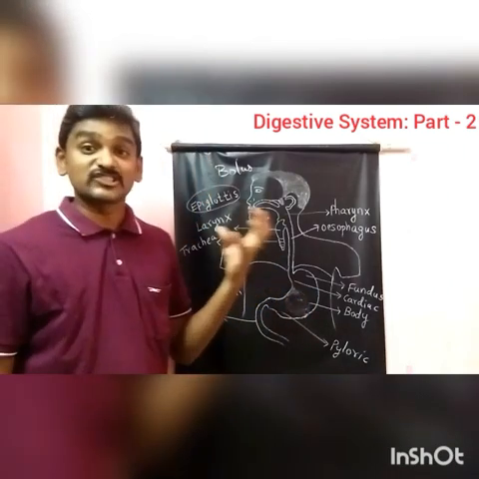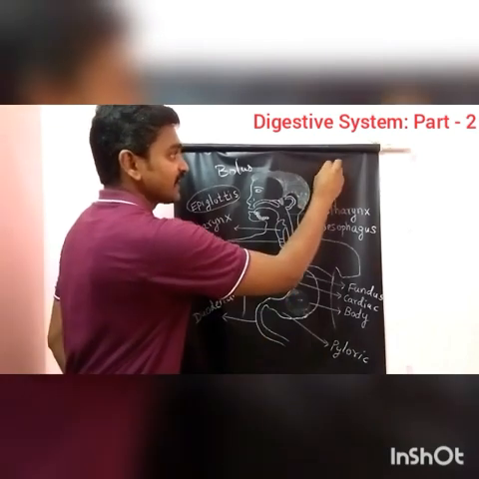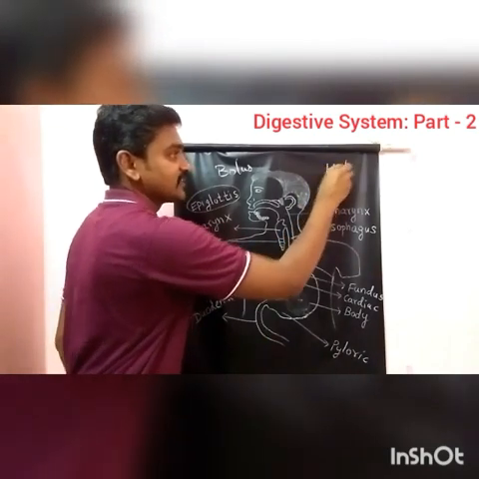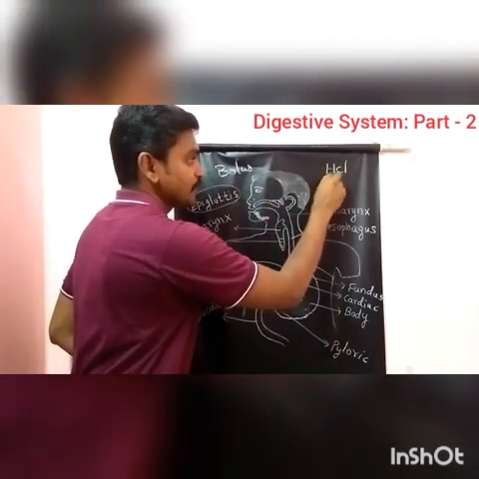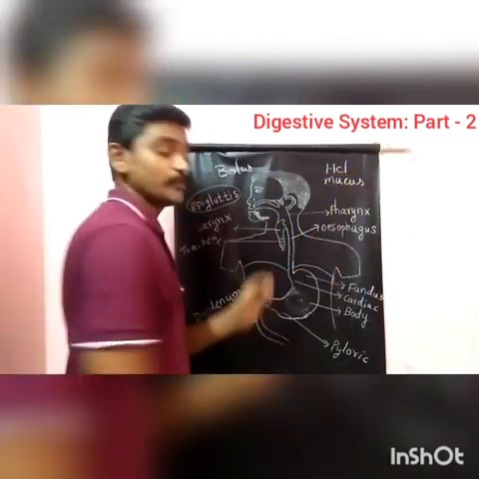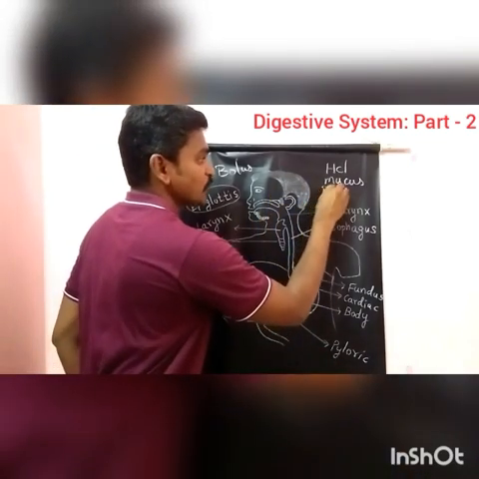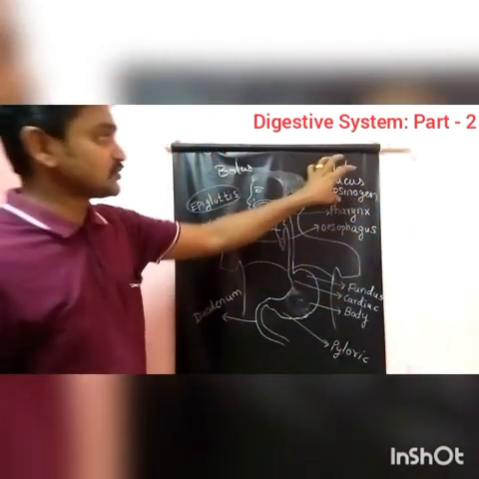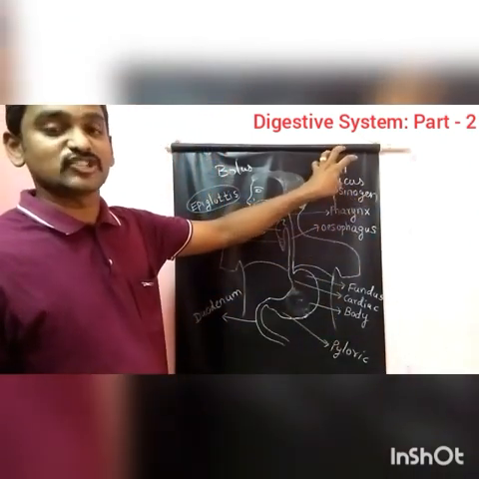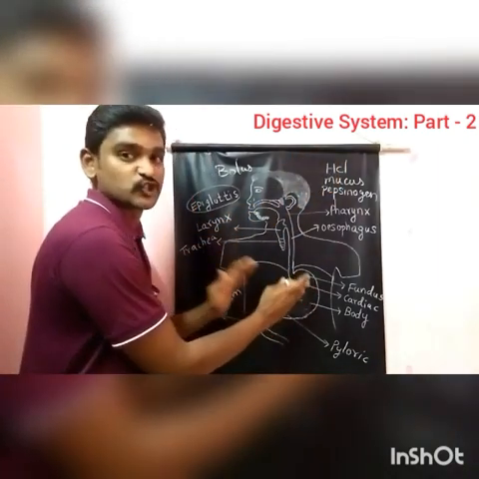So what are all the gastric juices present inside the stomach? If you see, the main thing is HCl, that is called hydrochloric acid, and then we'll be having mucus. The mucus is a waxy substance, and also we'll be having the enzyme called pepsinogen. So these together are called gastric juices. These gastric juices will be present inside your stomach.